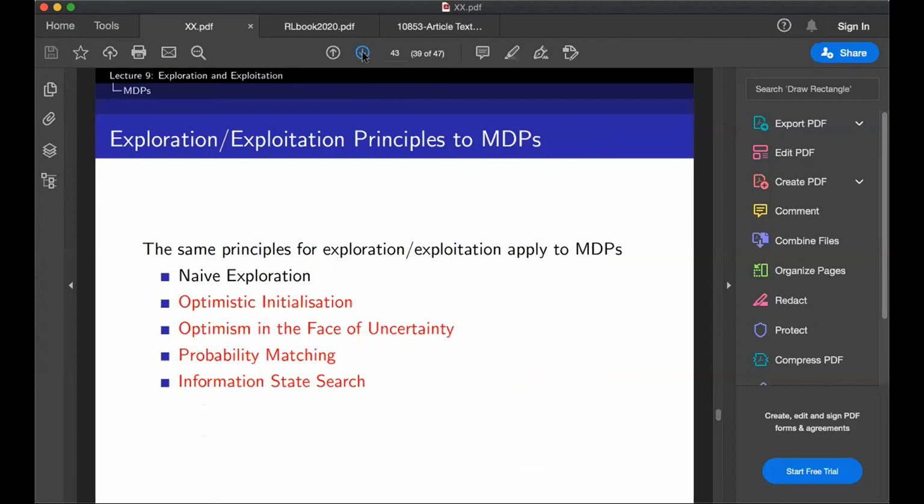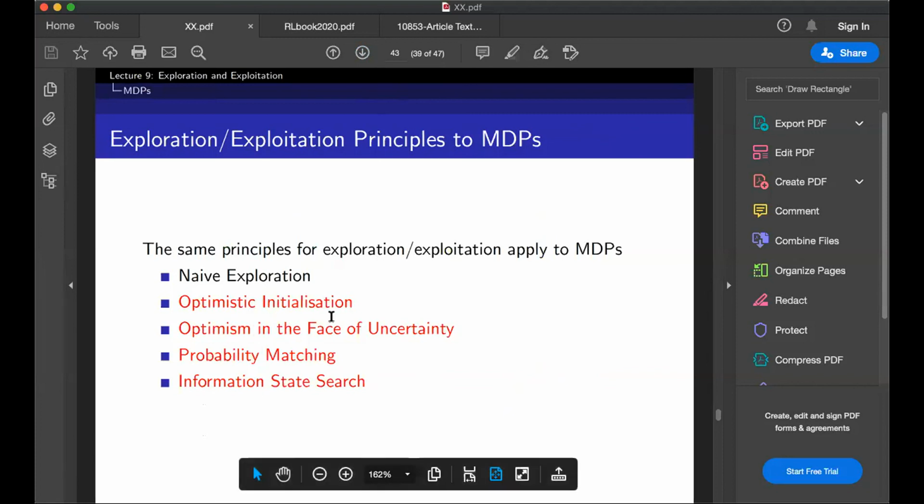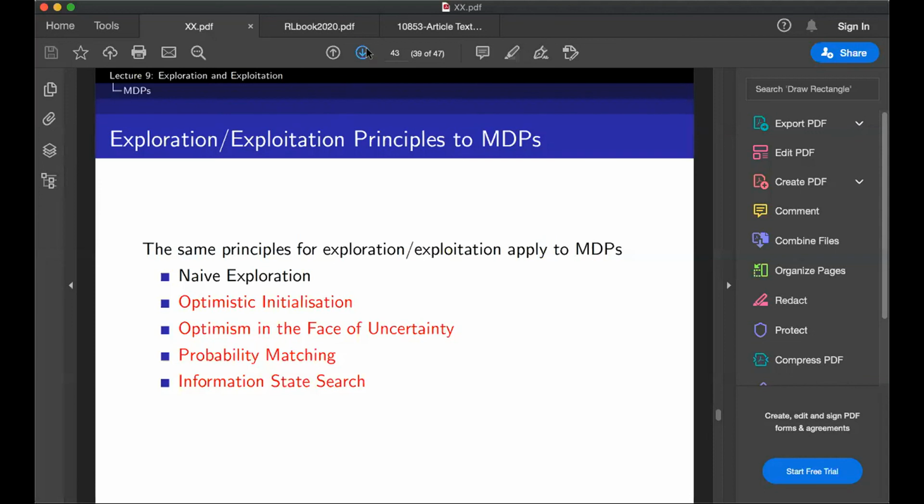Then quickly, the same principles of exploration and exploitation you can also apply to MDPs. We quickly talked about it when we started out, where I said that instead of using epsilon greedy in all our control steps, you can use other approaches. Epsilon greedy is your naive exploration. You can bring in other approaches that we just talked about earlier in the context of multi-armed bandits to MDPs.